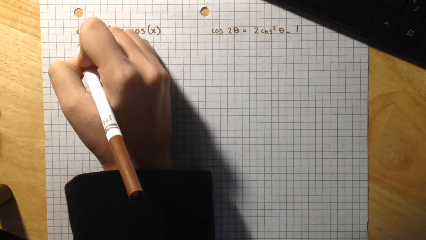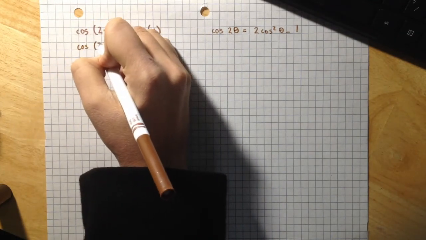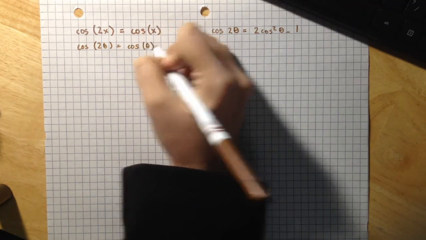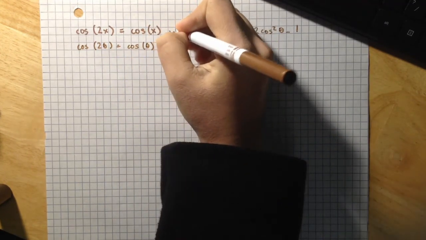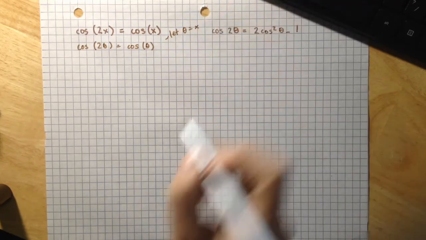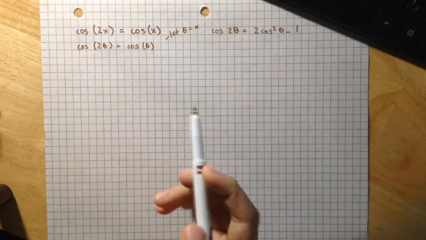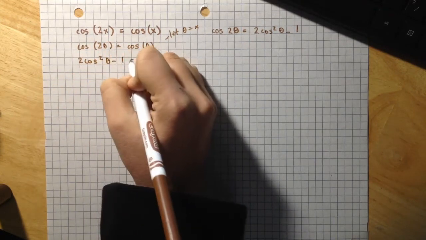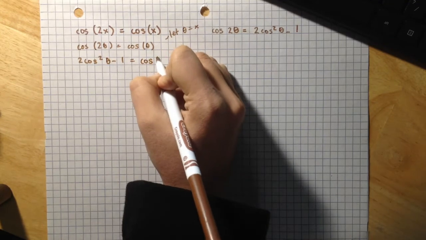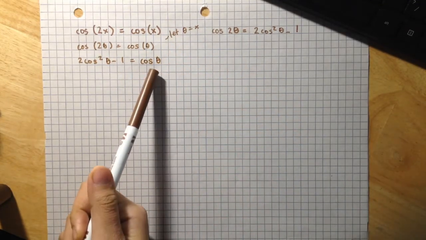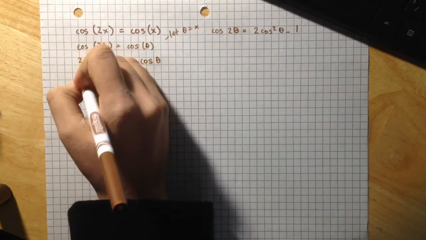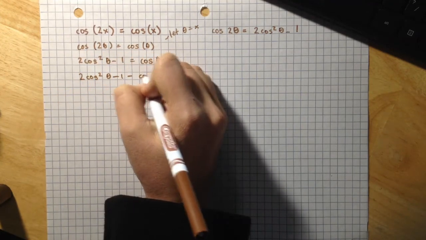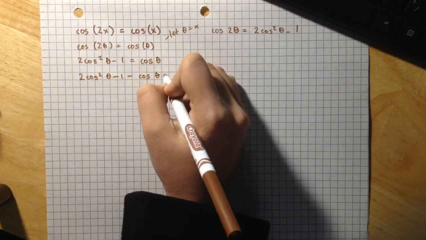So let's rewrite this with theta. Cosine 2 theta equals cosine theta. So let theta equal x. And then let's substitute this over here. So 2 cosine squared theta minus 1 equals cosine theta. Now let's subtract this cosine theta over to this side. 2 cosine squared theta minus 1 minus cosine theta equals 0.